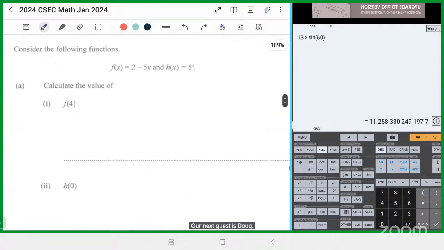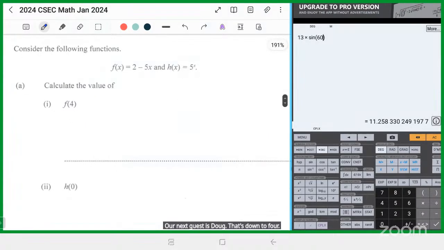Question 4. It's a functions question. Don't need a calculator right now.